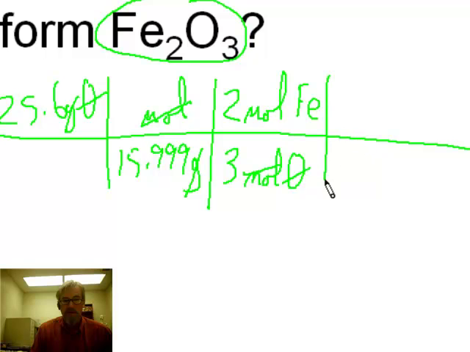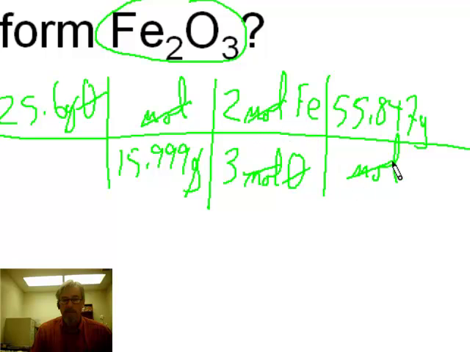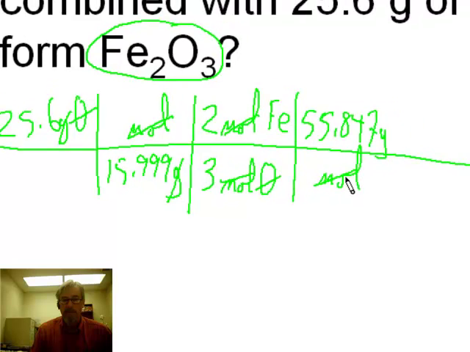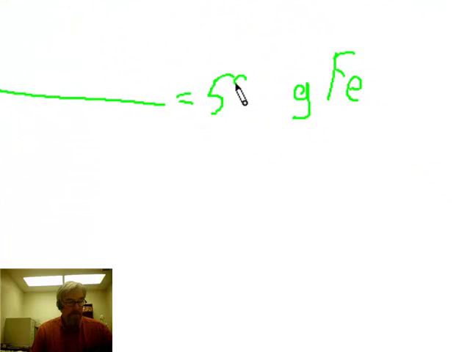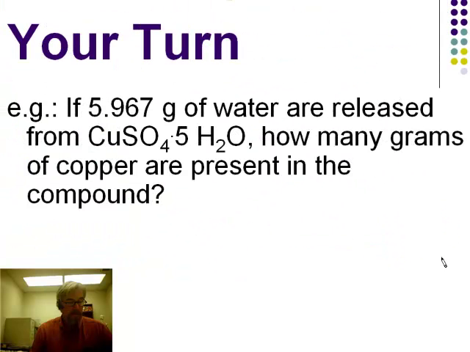I want grams of iron, but I can convert between moles and grams pretty easily. If I look on the periodic table, I find that iron is 55.847 grams per mole. So now that moles cancel out, I have grams of iron. The problem's set up. The only thing I have to do now is arithmetic. The answer comes out to 59.6 grams of iron. You try this one. Stop the video and work out this problem, and then I'll give you an answer in a minute.